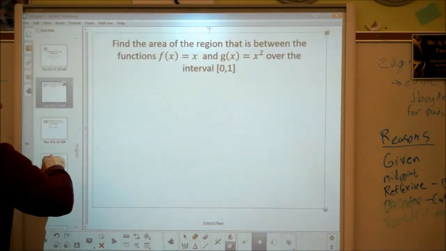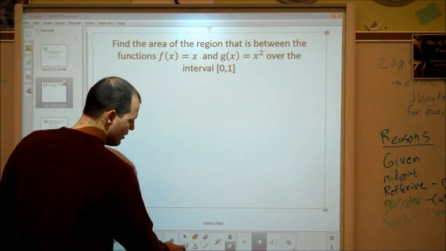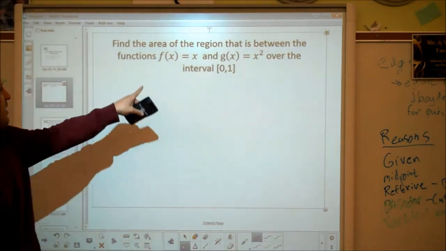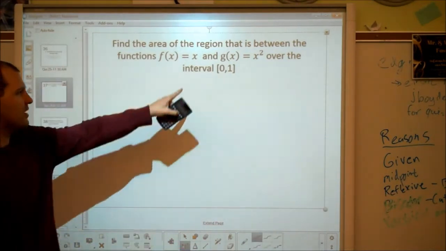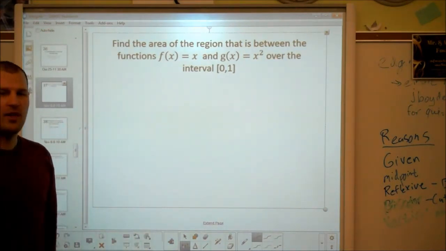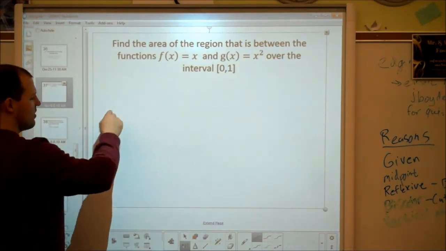Okay, let's start with a question to get us thinking today. We want to find the area of the region that is between the functions f of x equals x and g of x equals x squared over the interval. Okay, so let's get started with a little bit of a picture.